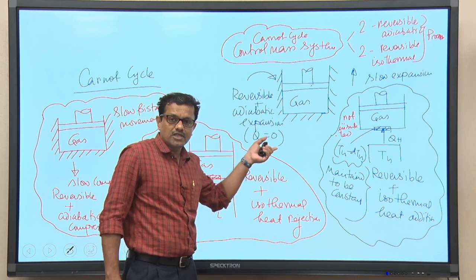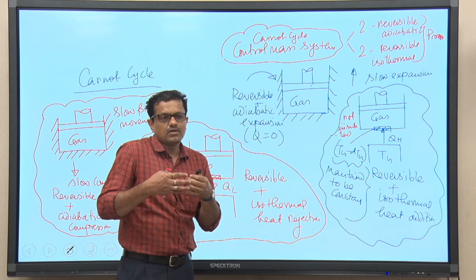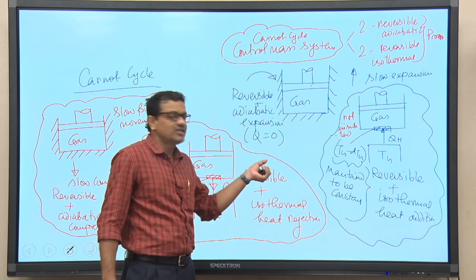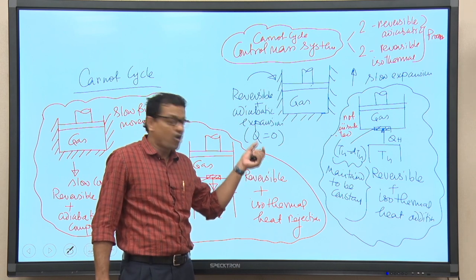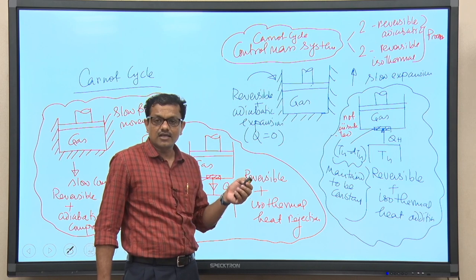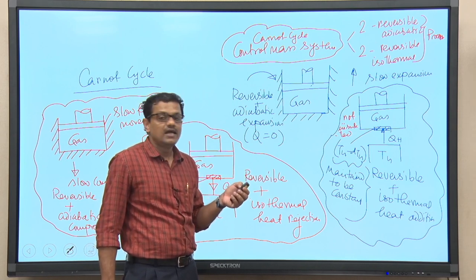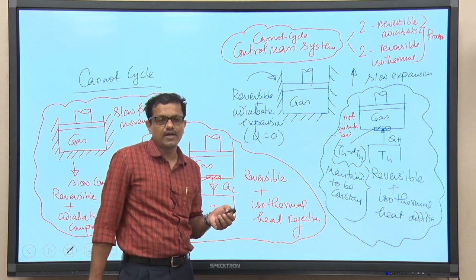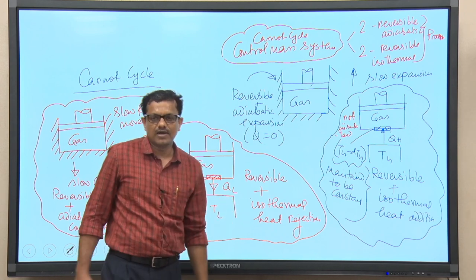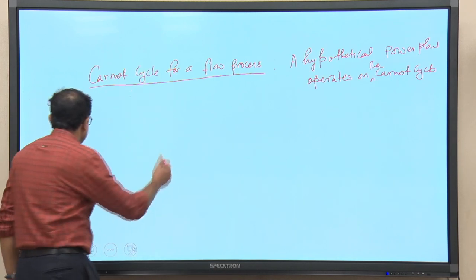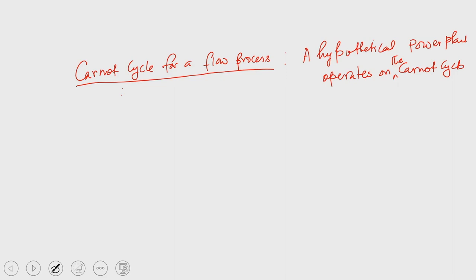If we try to conceptualize all these four processes for a flow system, then we will get the Carnot cycle for the flow process, and a hypothetical power plant can be operated by using this Carnot cycle. So, now let us draw the schematic depiction of the power plant.